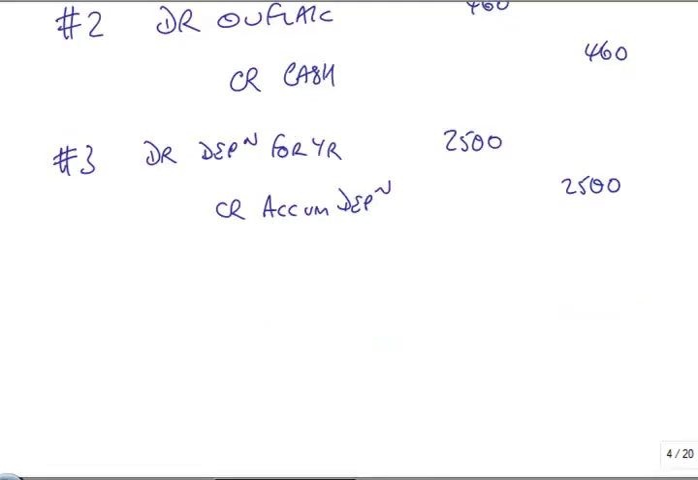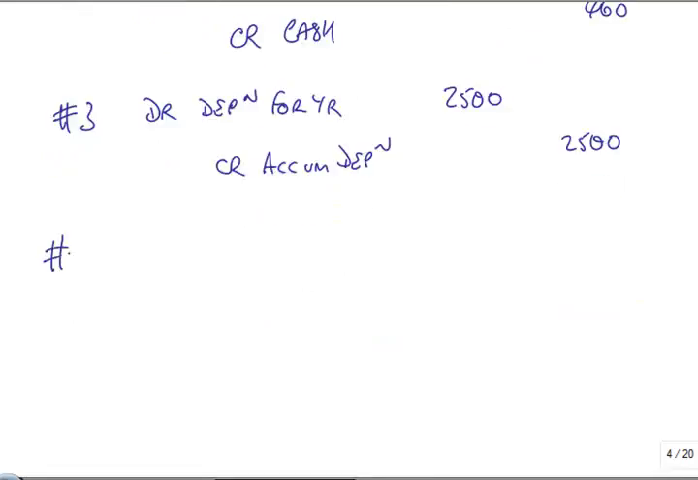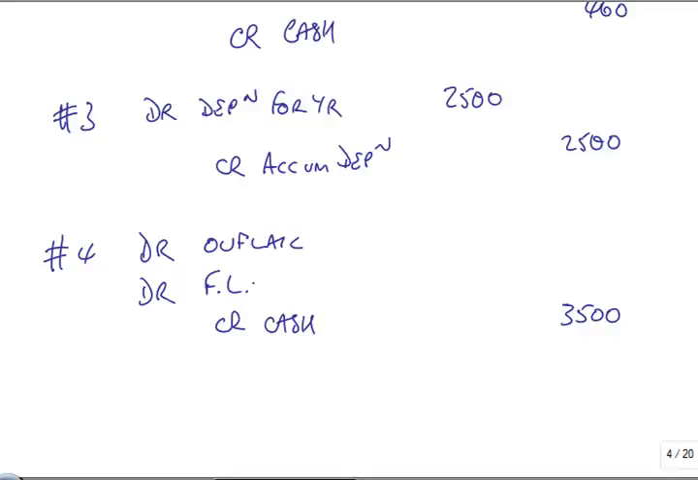And also on the 31st of December, I'm going to pay the 3,500 installment. Where's the debit? Yeah, but how much? Only the capital element. The remainder is going to go to finance lease interest. And there's our problem.